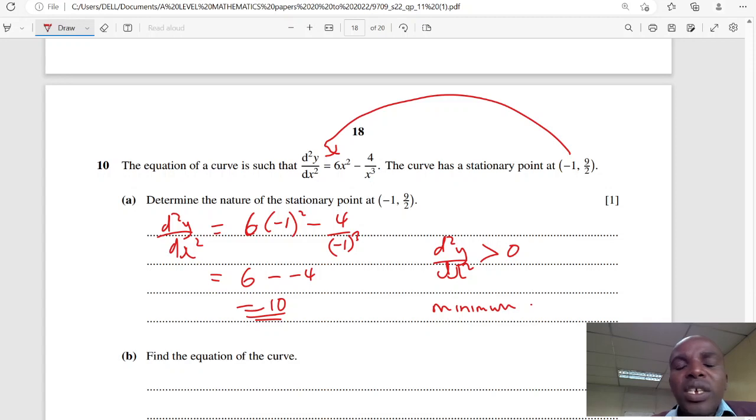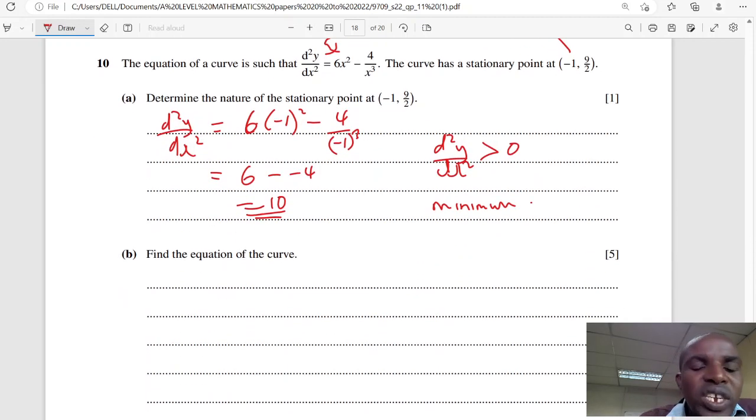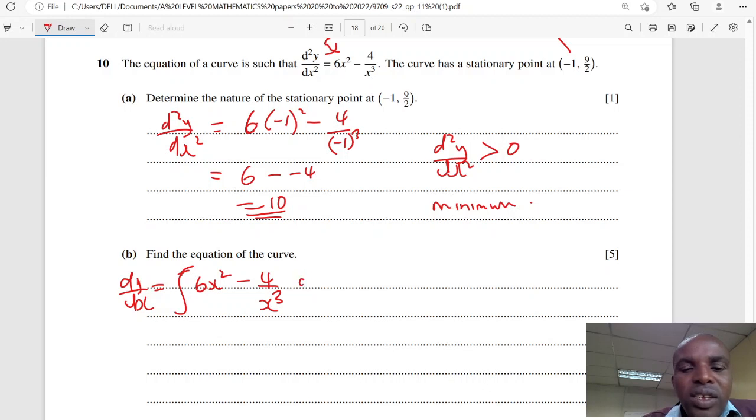You just integrate. So you integrate that d squared y over dx squared. So you integrate this part. So integrate 6x squared. So that will be your dy over dx is equal to the integral of 6x squared, then minus 4 over x cubed. So if you can integrate this part.